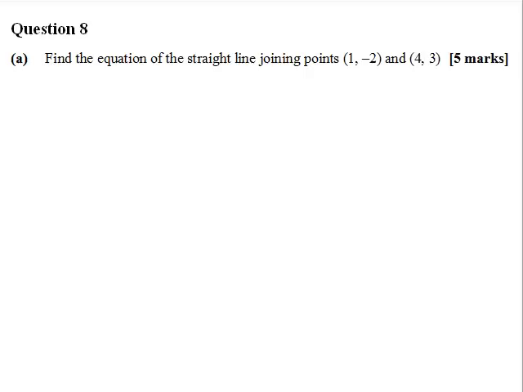Find the equation of the straight line joining the 2 points. The gradient between 2 points is given by y2 minus y1 over x2 minus x1. Which point is 1 and which point is 2 really doesn't make any difference as long as you're consistent in the way that you use the numbers. So if we put the numbers in, we've got y2 minus y1 and x2 minus x1.